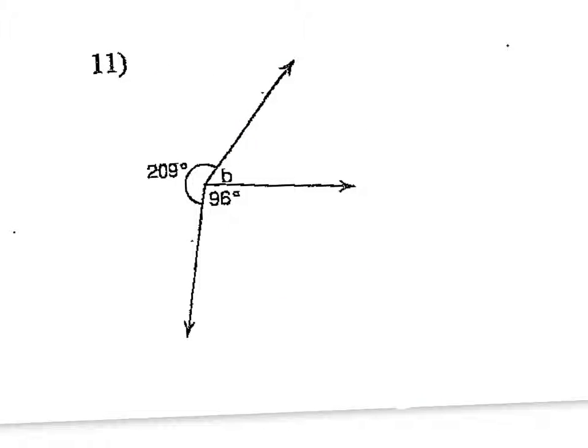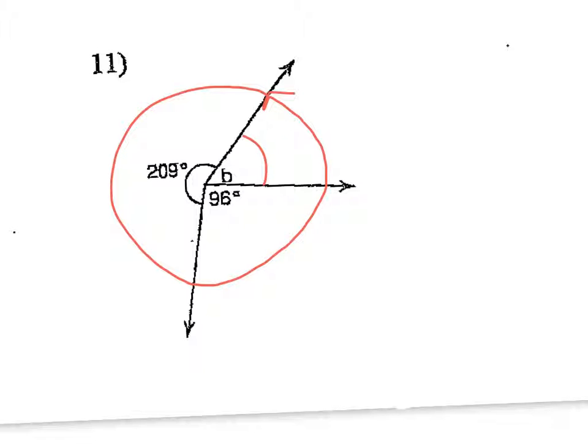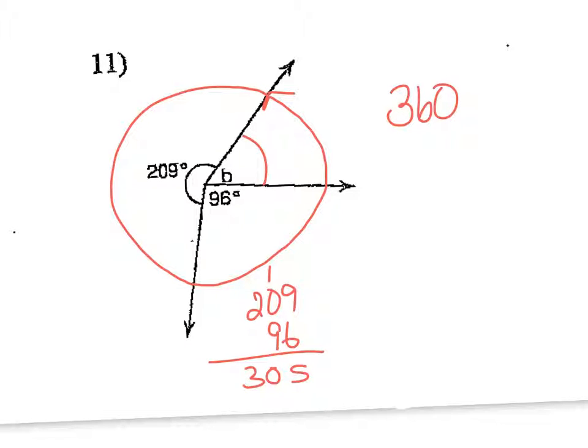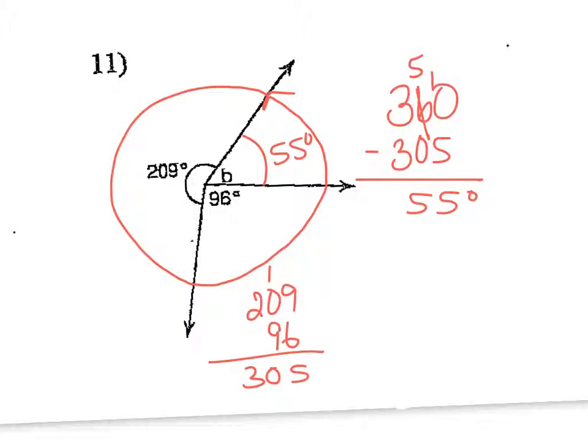All right. Taking a look at this one, they're asking us to find angle B. Well, in this one, we know that this is 209, this is 96, and we want to know B. All together, they make a complete circle, which is 360 degrees. So if we take the two angles that we know, 209 and 96, and add those together, we get 305. So if we subtract 305 from 360, that will tell us how many degrees are left over for angle B. So angle B must be 55 degrees.